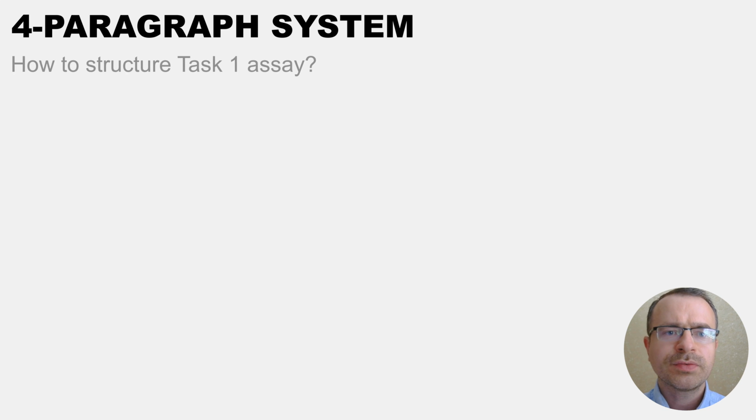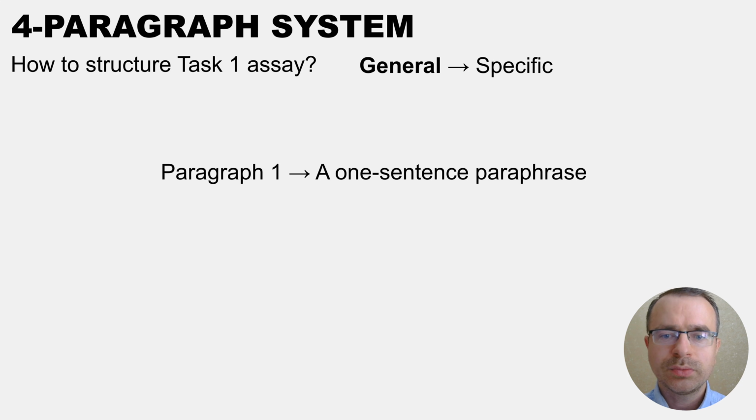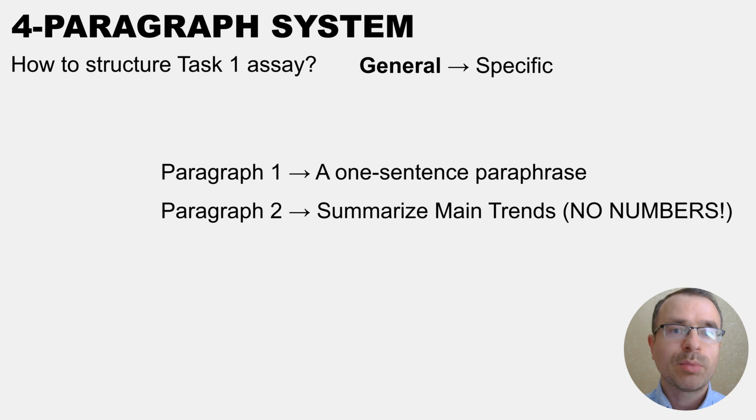So for the 4-paragraph system, you would fairly ask what is the structure of our essay. Well, I propose to go from the general to specific, from the overall information to more details. So in the first paragraph, we just paraphrase the task that is given to us. It's just one sentence. In the second paragraph, we're gonna summarize the main trends. We're gonna look at the data and see if some things go up, some things go down, just the general information. And in this paragraph, we do not write any numbers.